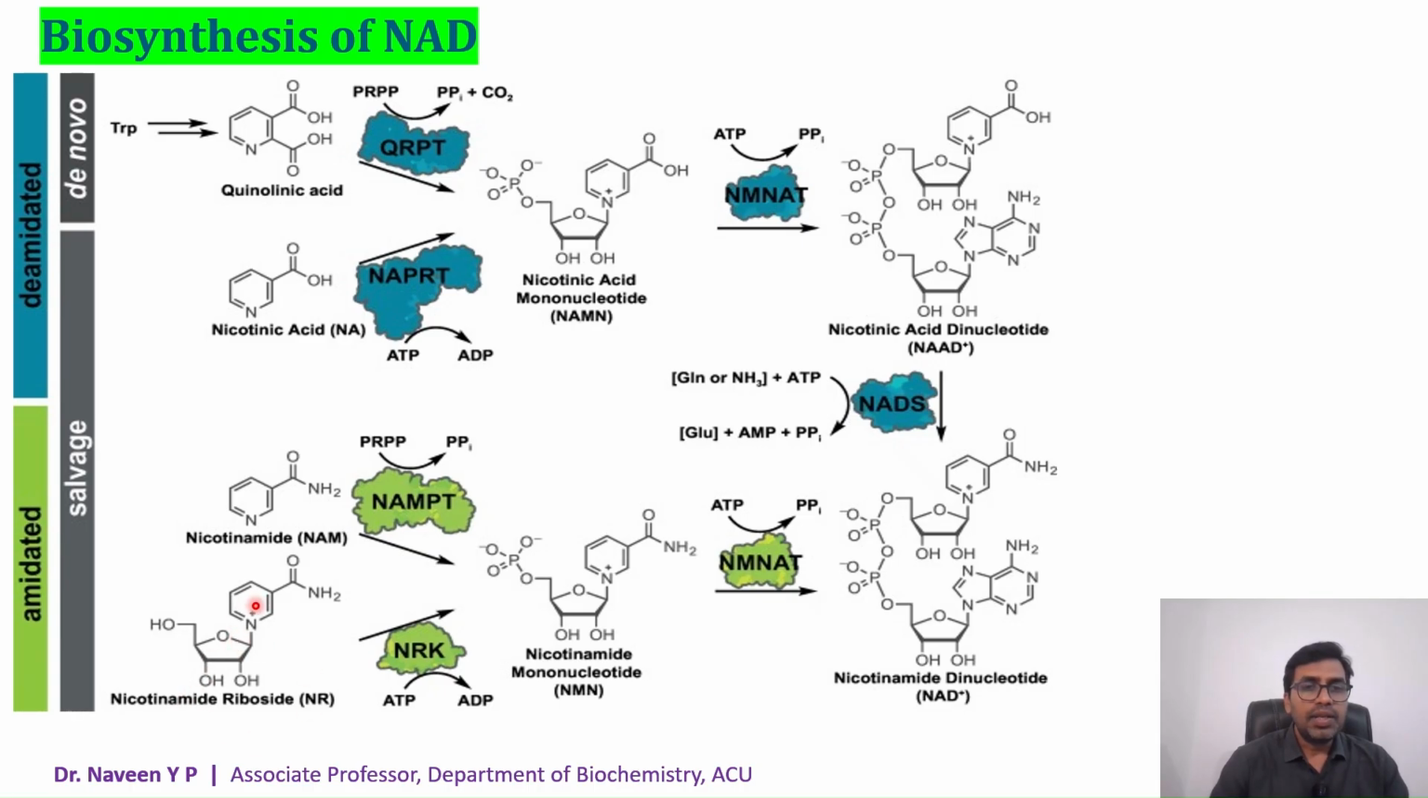Now, nicotinamide riboside, by the action of the enzyme nicotinamide riboside kinase and ATP, will get converted into nicotinamide mononucleotide. Now, this nicotinamide mononucleotide, by the action of the enzyme nicotinamide mononucleotide adenylyltransferase, will get converted into NAD. Now, these are the different pathways in which NAD is synthesized in the cells.